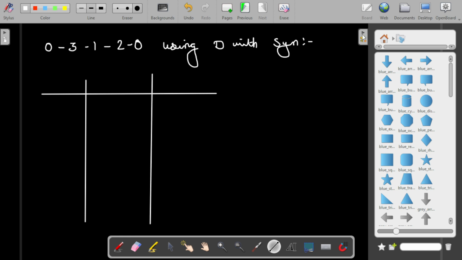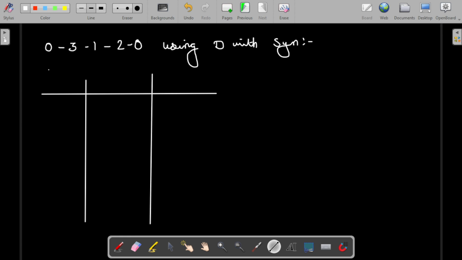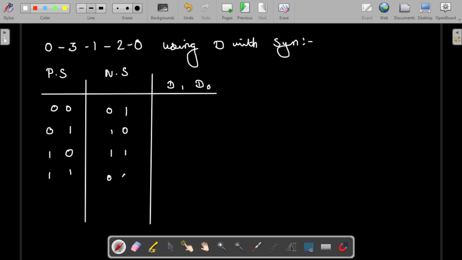Okay, so on D flip flop. The D flip flop is another very easy one. So this is the present state, this is the next state, and this is D1 and this is D0. Okay, so 0 0, next state will be 0 1, 1 0, 1 1, and this will be 0 0. So let me draw the excitation table. The excitation table is nothing but the input that is needed to reach the next state.